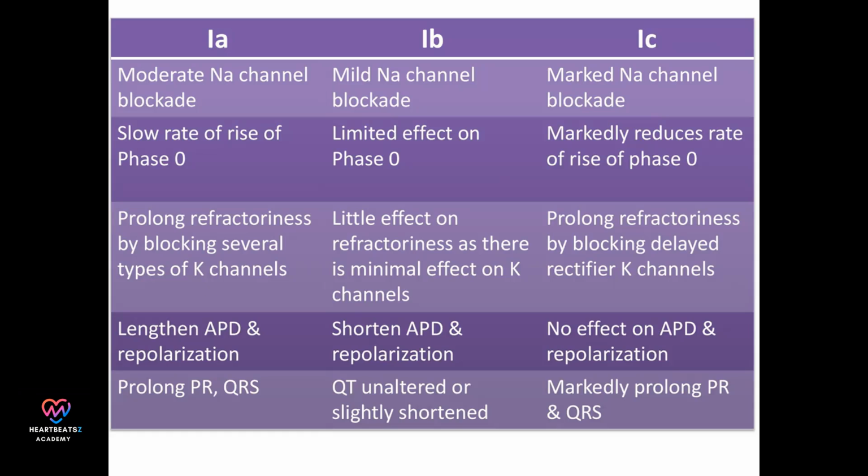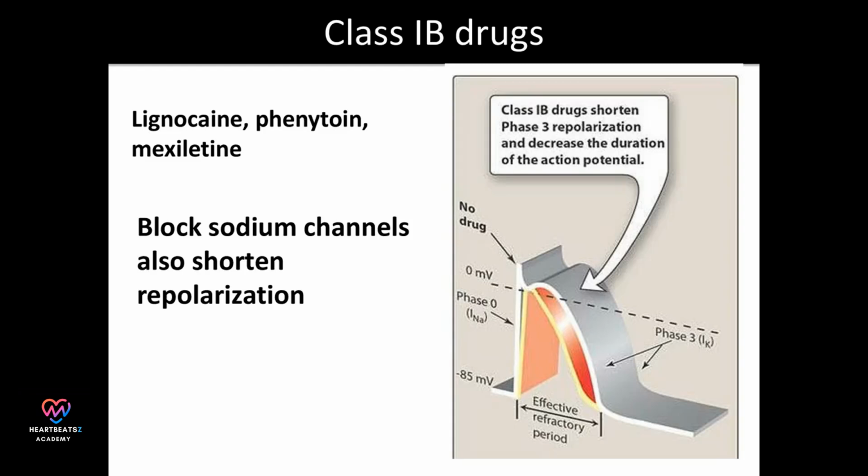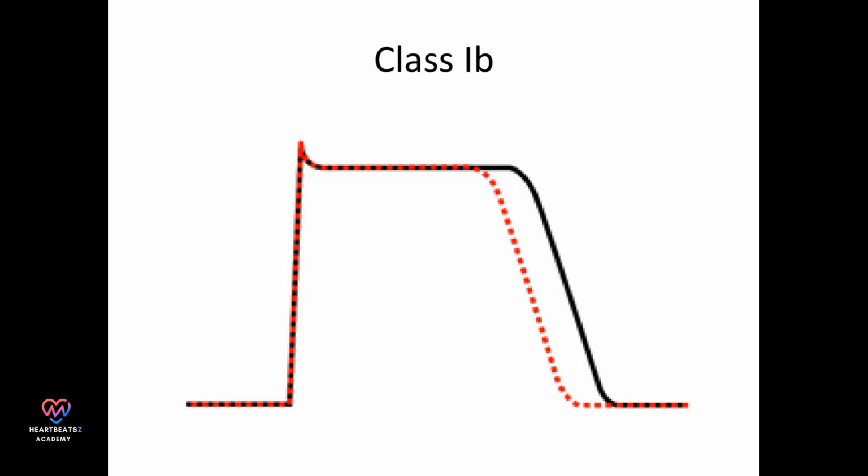Class 1B drugs, including lignocaine, phenytoin, and mexiletine, and their effects on action potential and adverse effects are discussed in this slide. This slide details Class 1C drugs, including encainide, flecainide, and propafenone, highlighting their minimal effect on repolarization and associated risks.